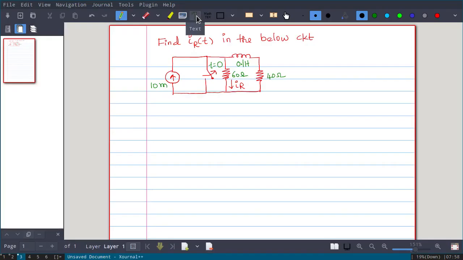In this video, we will solve a problem on a driven RL circuit. The circuit is given here. In this, you have to determine an expression for IR of t.